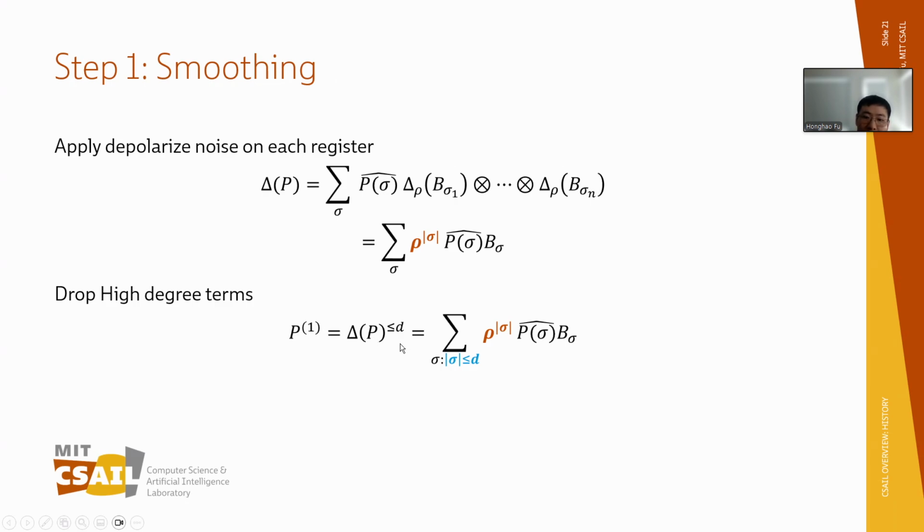So we define P1 to be the summation over all the low degree terms of delta p. And then because this rho is very small and we only chop off all the high degree terms, this doesn't change the matrix by much. It doesn't change the acceptance probability by much. And at the same time, the P1 are still positive semi-definite.